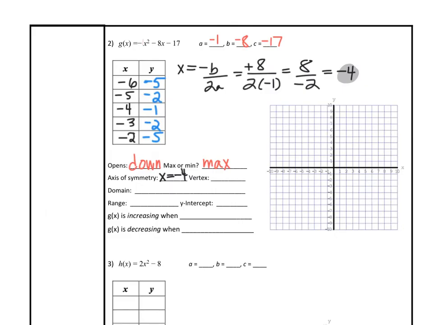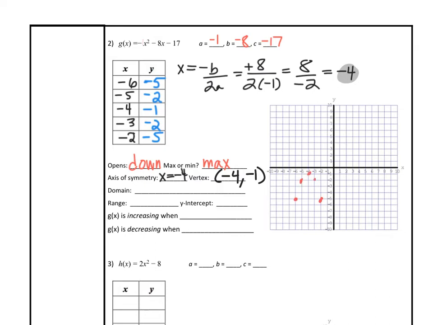This is what your table looks like. The vertex we know now is -4, 1. So we already had the x value, but now we know the y value is -1 because our table told us that. Let's go ahead and graph these 5 points. If you would go ahead and pause and do that now.